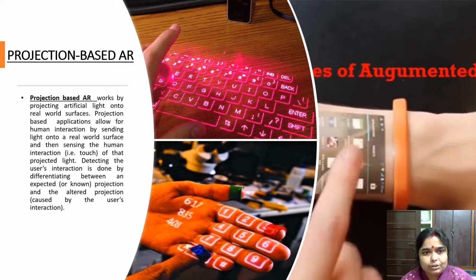So it is projecting artificial light onto the real world surface, and the projection-based application allows for human interaction by sending the light onto the real world surface and then sensing the human interaction. That is a touch of that projected light, and detecting the user's interaction is done by differentiating between the expected projection and the altered projection caused by the human touch.